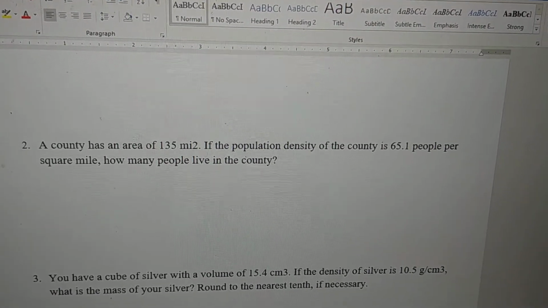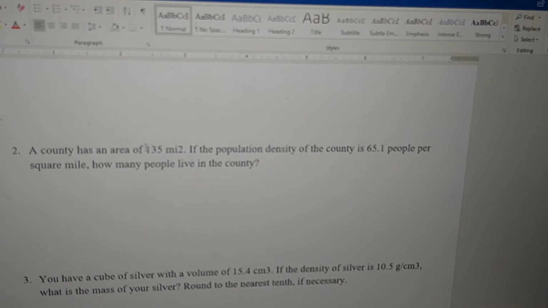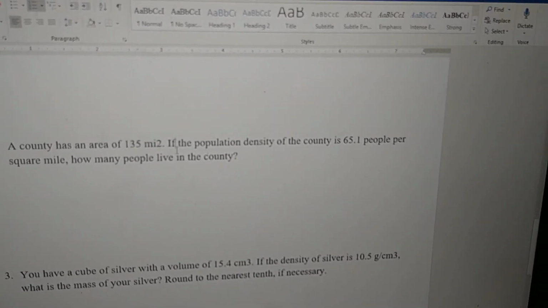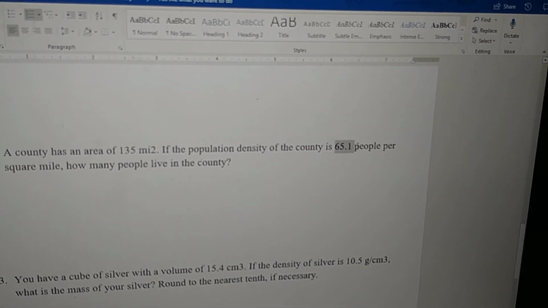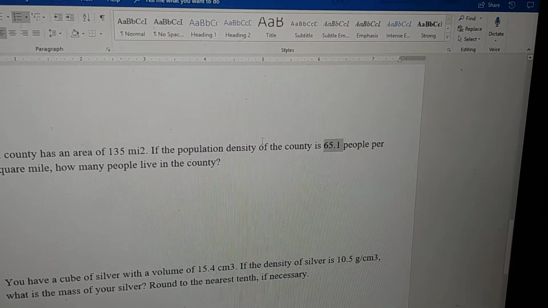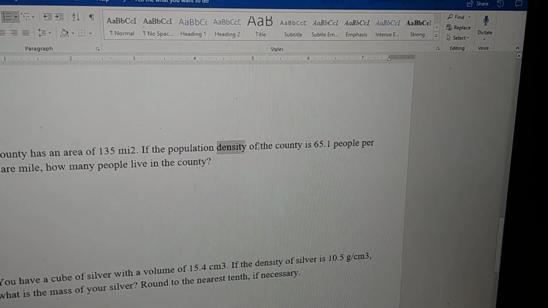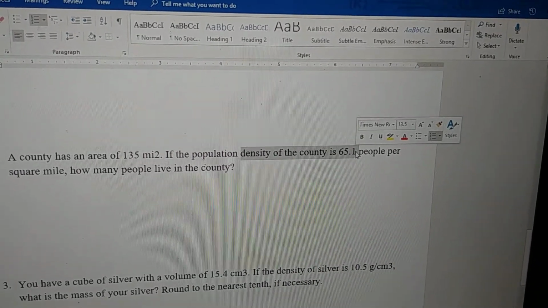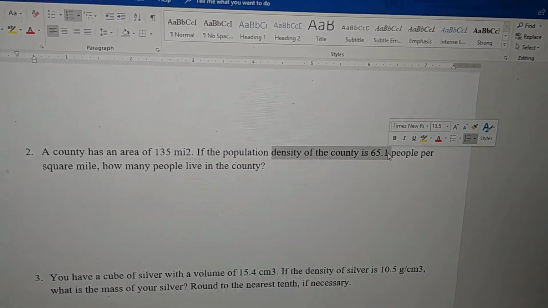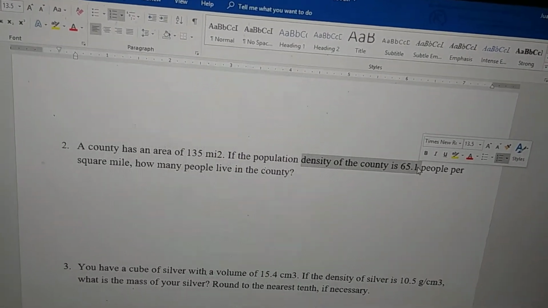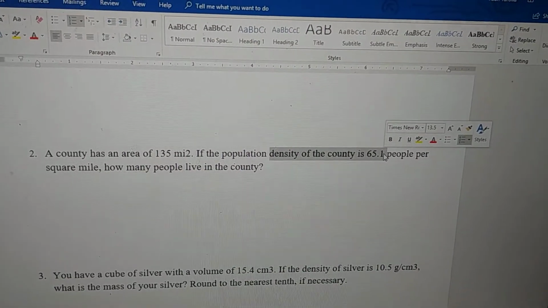So we're given two pieces of information. We're given 135 square miles, the volume, and we're given 65.1 people per square mile. And you can actually see here if you read it, the density of the country. We're given the density and we're given the volume. We have to find the mass. So let me set up my equation with these given values.